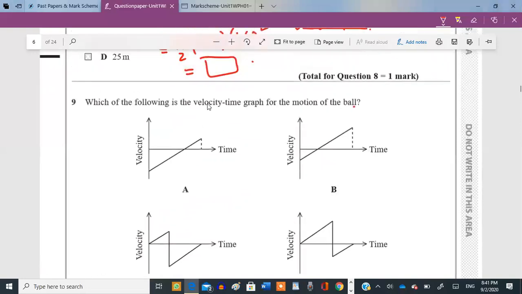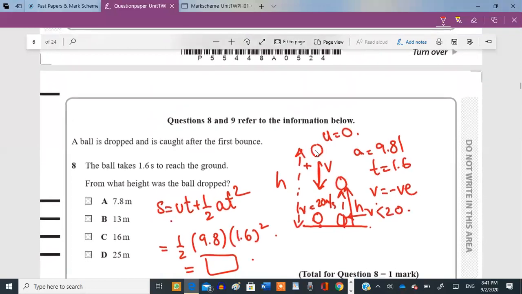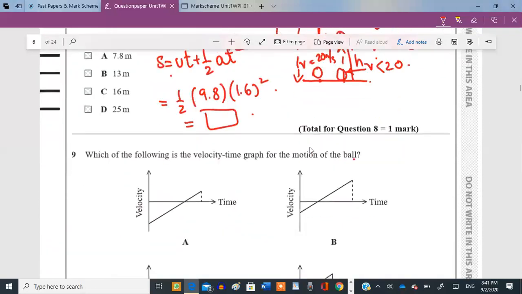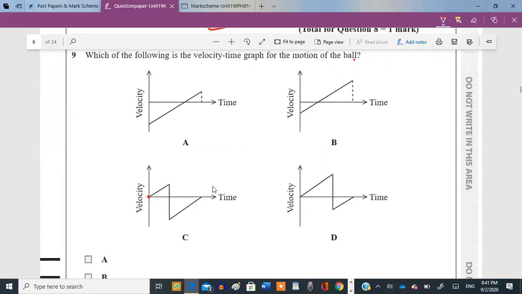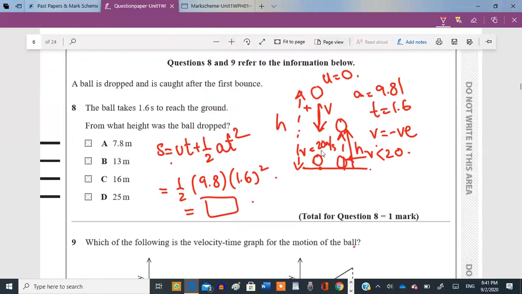So now let's look at the graph which is showing us the motion of this ball. Initially the ball had 0 velocity. This graph should start out from 0 because it's dropped. Neither A nor B can be the answer. Then the ball reaches a maximum value which is going to be either equal to the velocity with which it leaves or greater than the velocity with which it leaves. Let's assume it's greater. This 20 meters per second is greater than the velocity with which the ball rebounds.